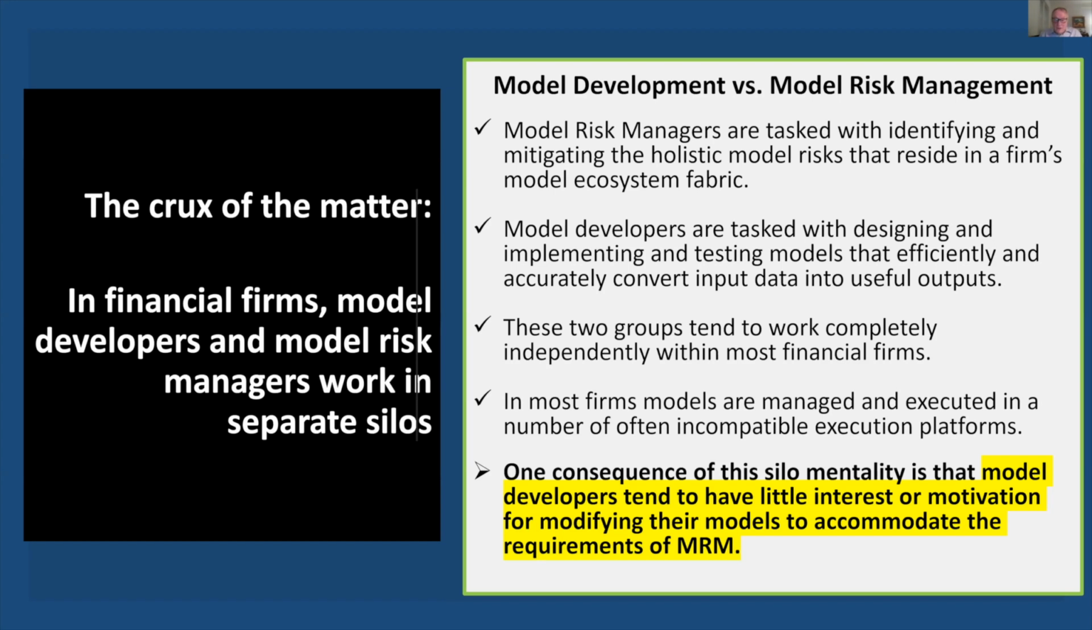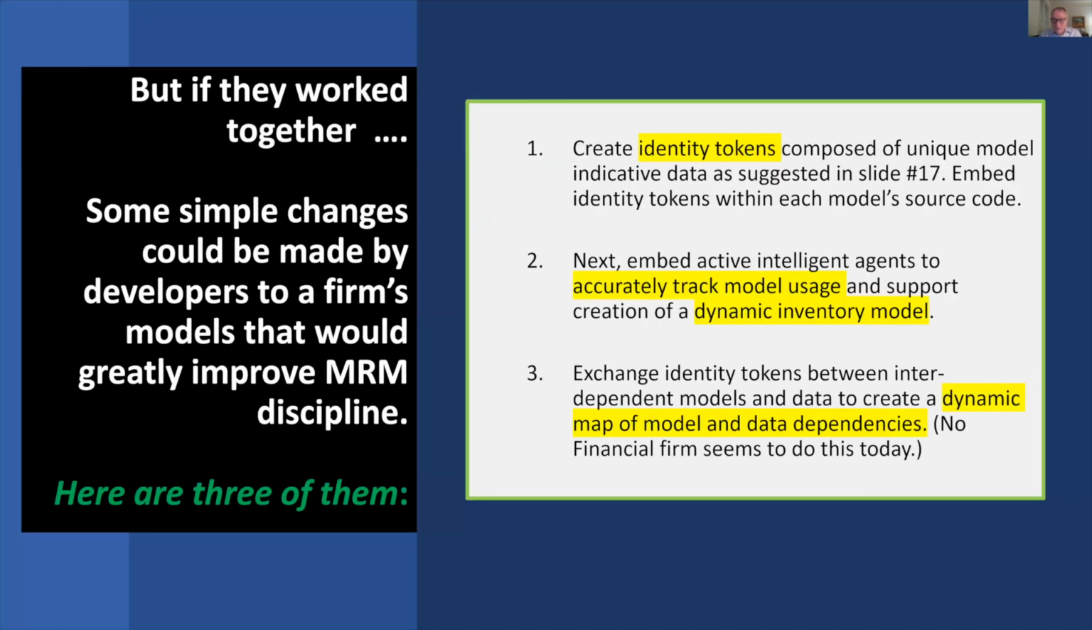But if they did work together, some simple changes could be made by developers to a firm's models that would greatly improve the MRM discipline. Three of them are: one, create identity tokens composed of that unique indicative data, as I showed in the previous slide. Two, embed active intelligent agents to accurately track model usage and support creation of a dynamic inventory model. This is something new I've just introduced in this slide, the active intelligent agent.